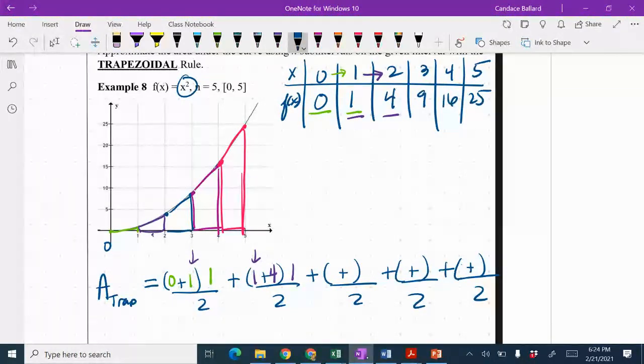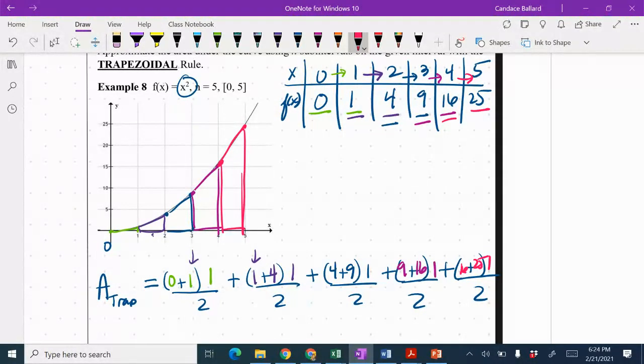In the blue one, I know my distance in between is still 1, and then I've got a height of 4 and a height of 9. So 4 and 9. Then I'm going to go to the purple one. The distance in between is still 1, and my height is 9 and my other height is 16. So 9 plus 16. And then finally the pink one, my distance in between is 1, and my heights are 16 and 25. If you'll notice, look at how I underlined those. The end ones will only get used once, whereas everything in between gets repeated somewhere.